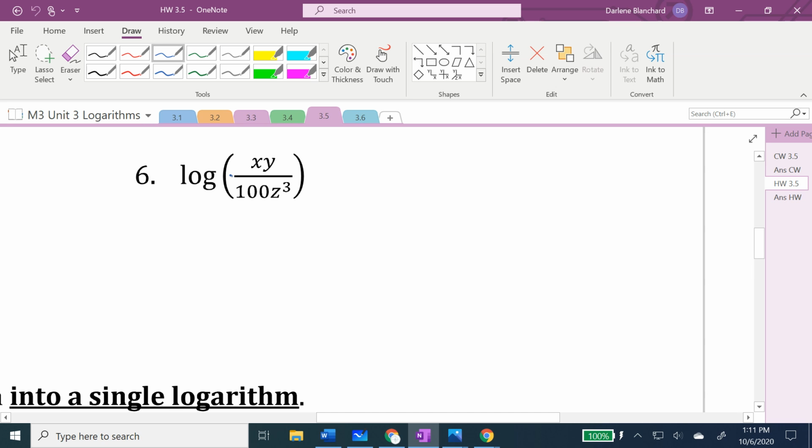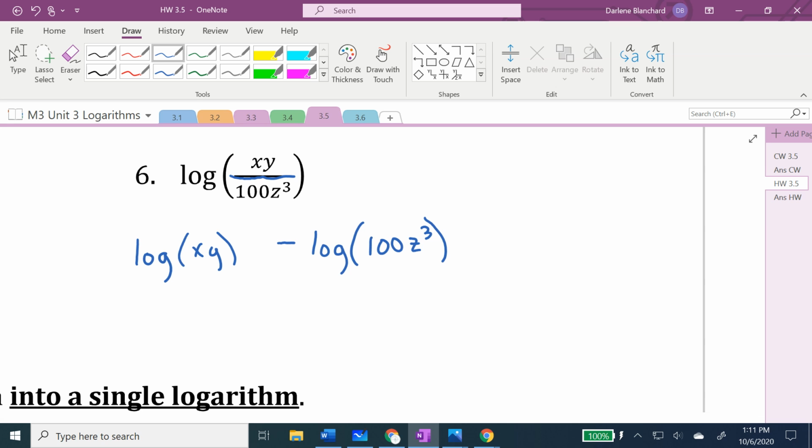For starters, when you have this big division sign, that turns into a subtraction of 2 logarithms. So I have log of the numerator minus log of the denominator. Then I need to look at each of those 2 logarithms and figure out if I can expand them. You can expand a logarithm if you see inside the logarithm multiplication as well as exponents or division.